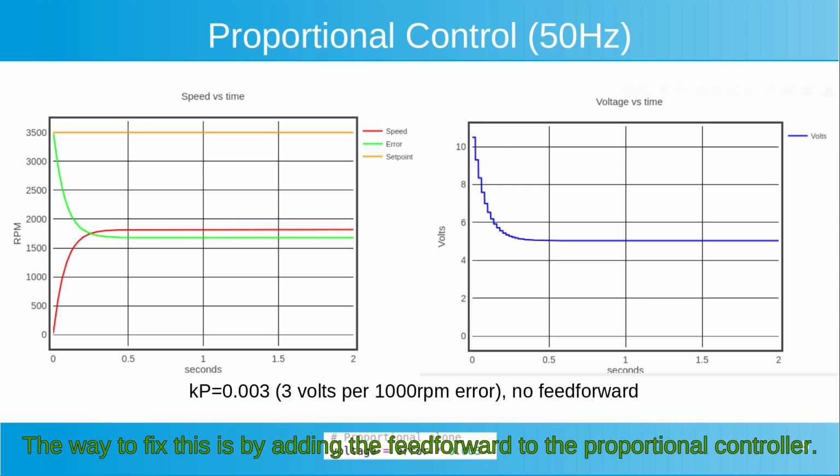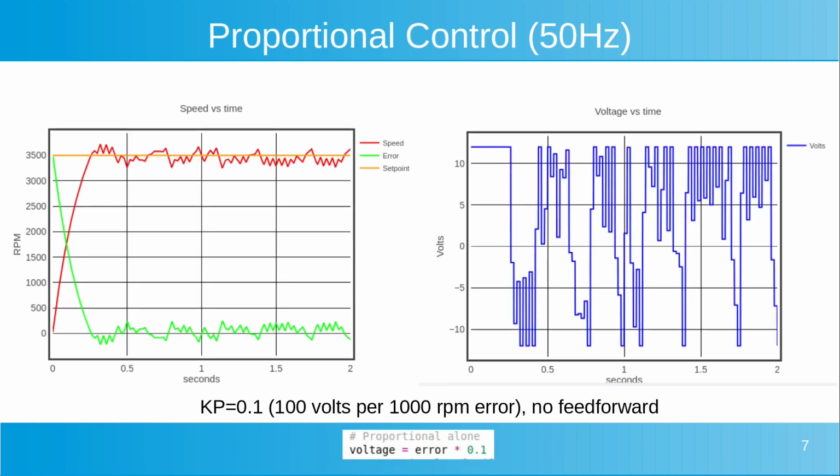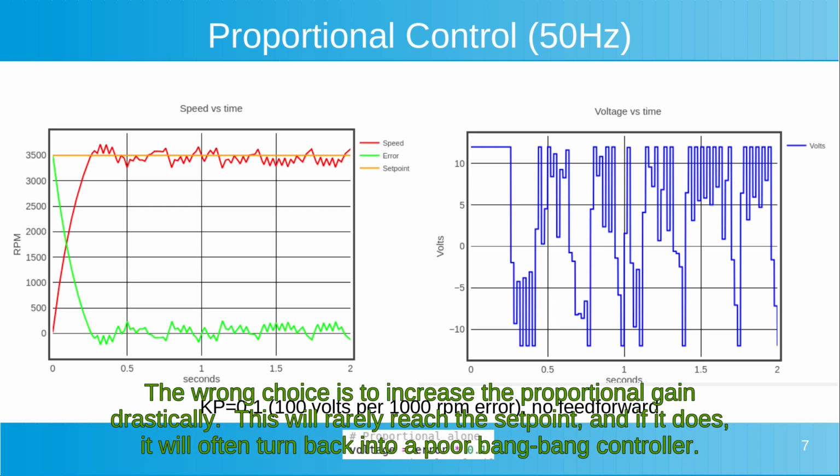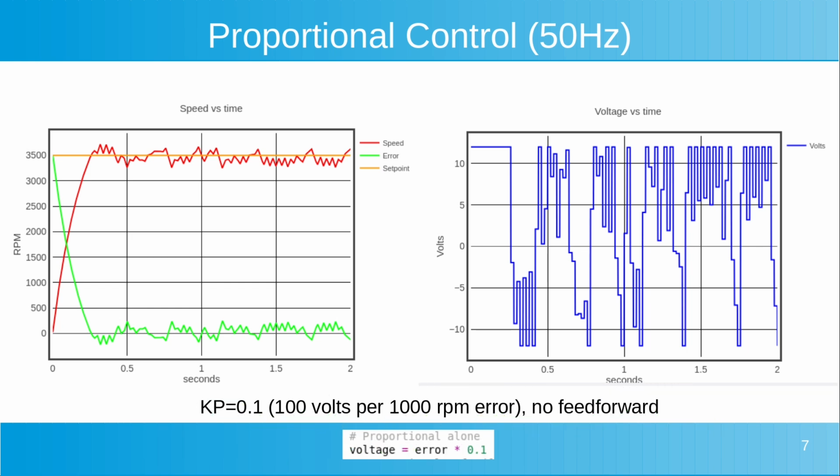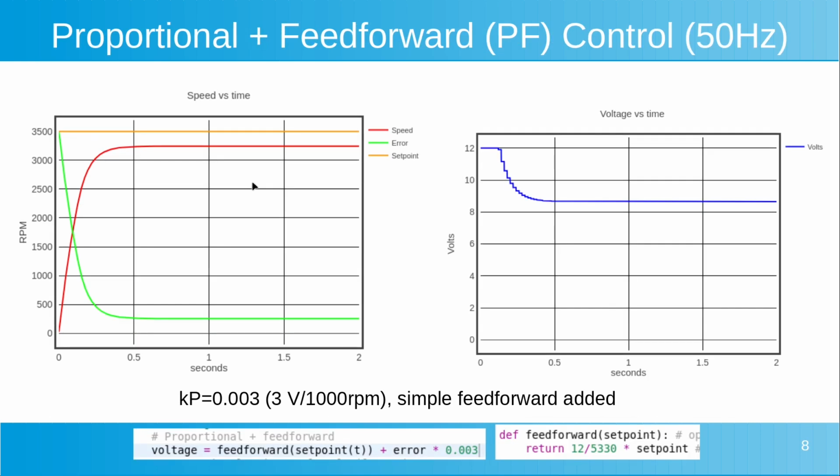So the way we fix this is we add the feedforward to the proportional control. The way we don't fix it is by increasing the proportional gain like crazy. This is how much I had to increase the proportional gain to get it to even reach the set point. I had to increase by a factor of about 33. And as you can see, we've basically turned into an even worse bang-bang controller. This is not desirable at all.